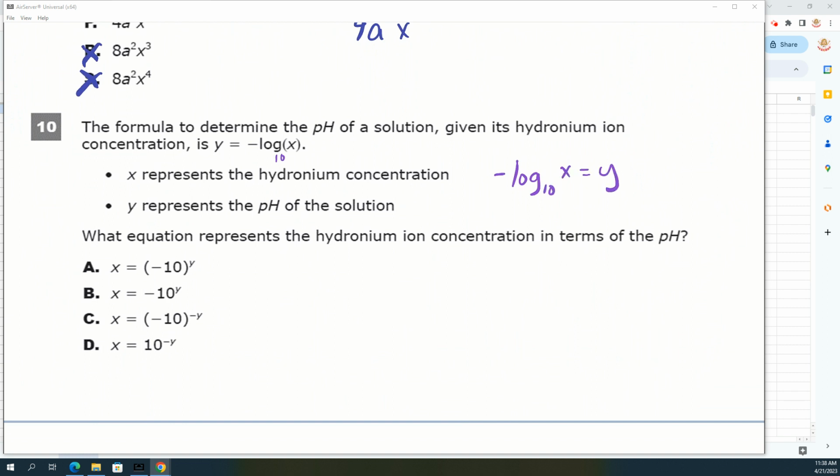Now that negative, before we do the loop, we need to get rid of that negative by dividing both sides by -1. Okay, and then when we do the loop, we're going to go around. So it's 10 raised to the -y is equal to x, which matches up with D.